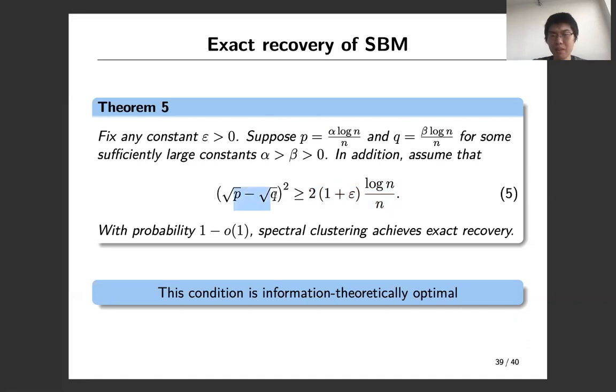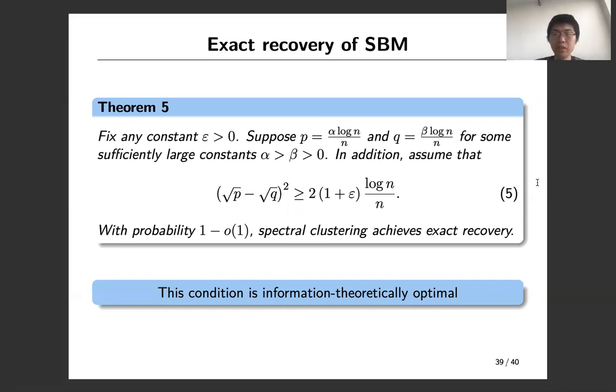It turns out that this gap condition on the probabilities is also information theoretically optimal, and it's sharp in the sense that if the left-hand side is smaller or equal to 2 times (1 minus epsilon) times log n over n, then we know no method whatsoever will recover the true community structure. This indicates that the spectral method is the best method for detecting communities in this simple symmetric two community SBM model. And this result could only be shown via the L infinity perturbation bounds we just introduced.